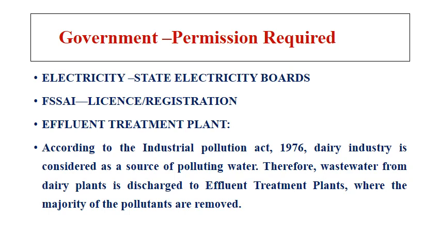That depends on the quantum of operation. If the operation volume is very small, then we need to take only registration, but if the quantum is more, then we have to take the license. Number three is the effluent treatment plant. This is very, very important. We need to take permission from the State Pollution Control Board or sometimes the National Pollution Control Board. According to the Industrial Pollution Act 1976, the dairy industry is considered a source of polluting water. Therefore, wastewater from a dairy plant is discharged to effluent treatment plants where the majority of the pollutants are removed. So we need to take clearance from the Pollution Control Board before starting the dairy plant.